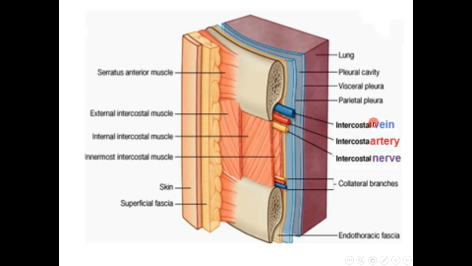So that we don't forget it, we write it as VAN, van. The vein is up above, below is the artery, and below the artery is the nerve. All of them are intercostal, between the ribs.